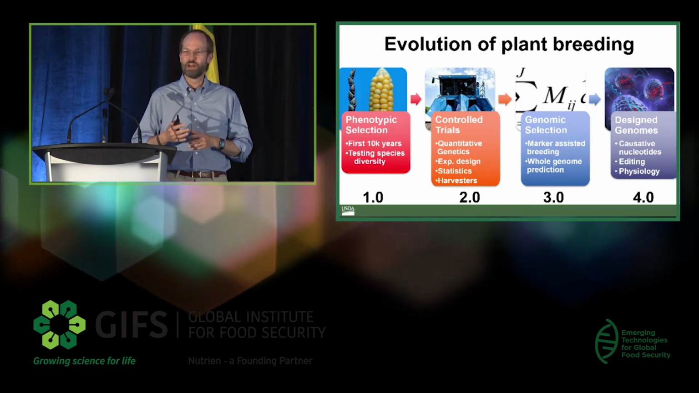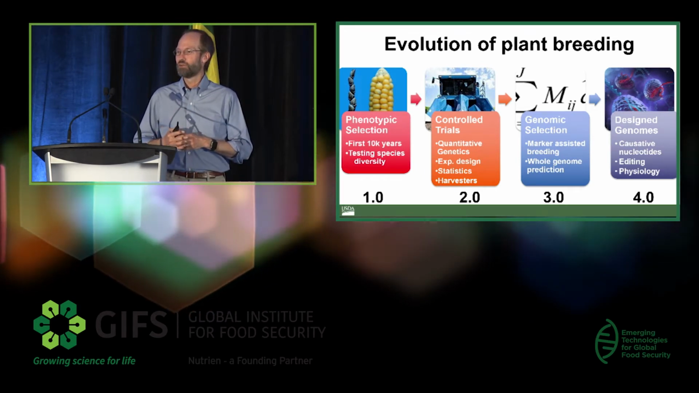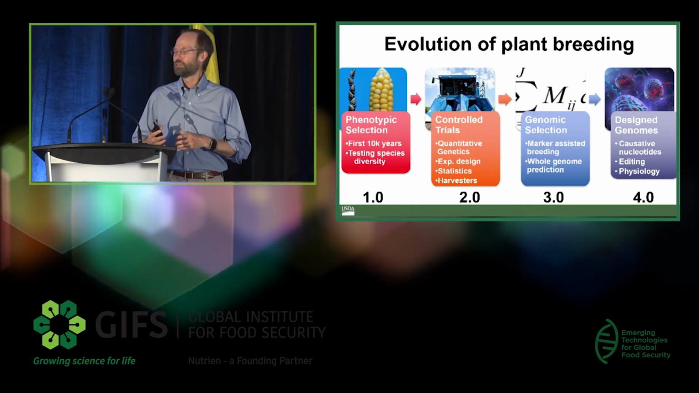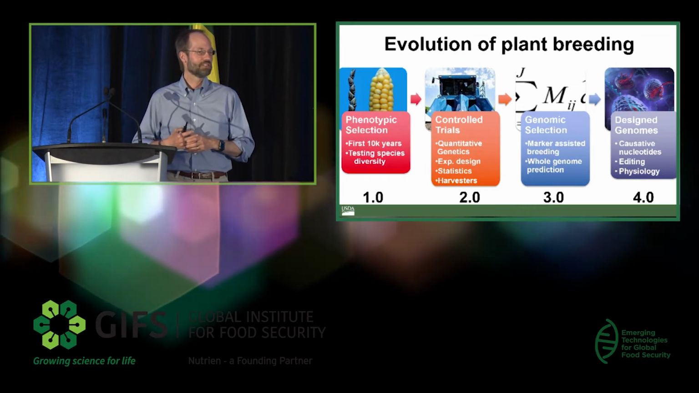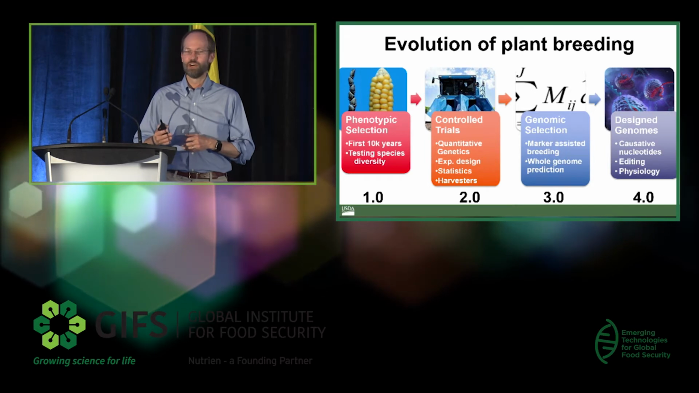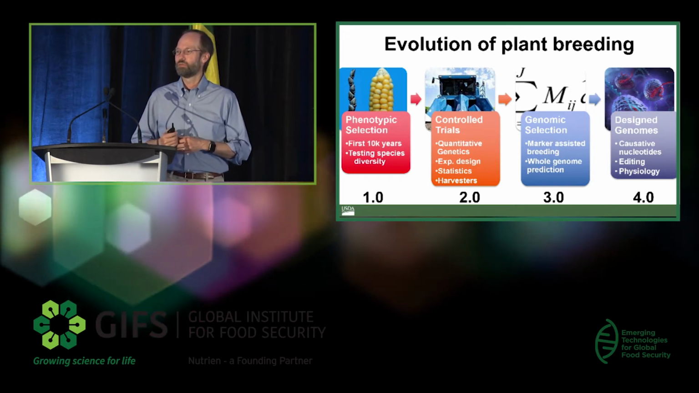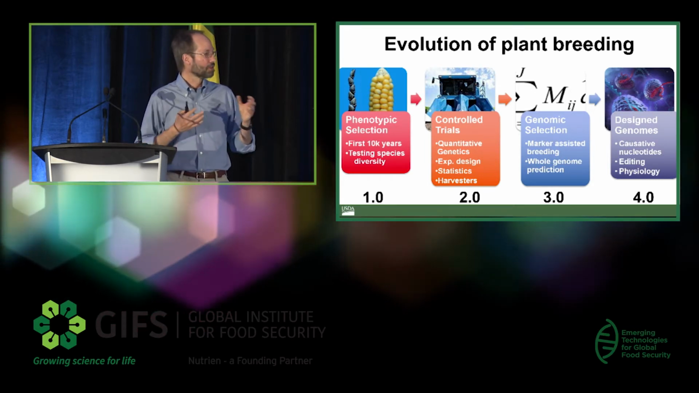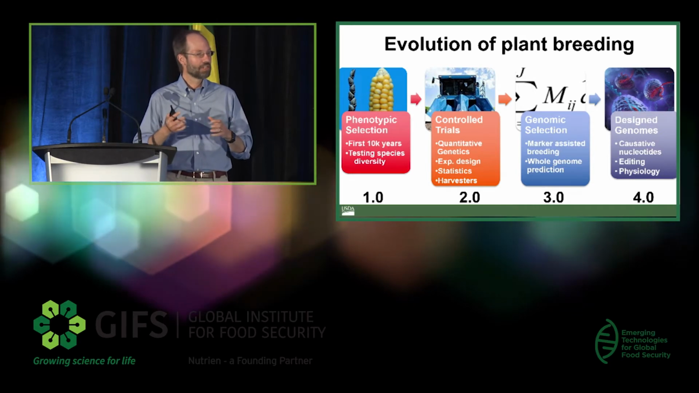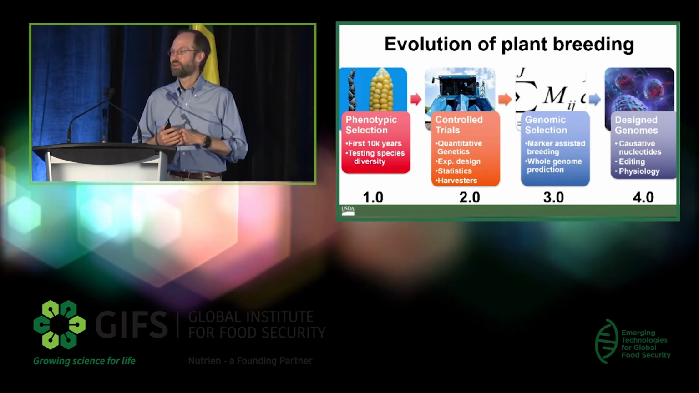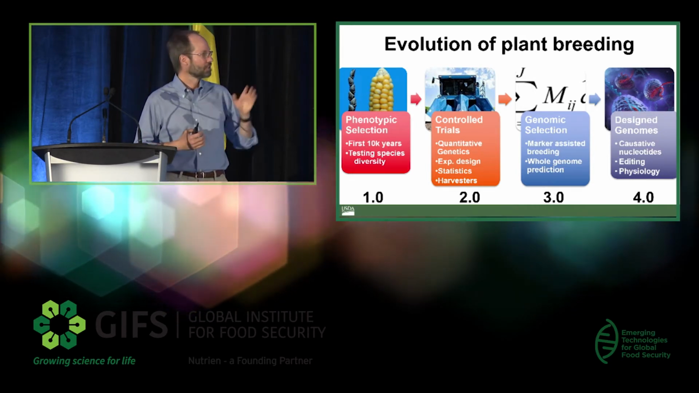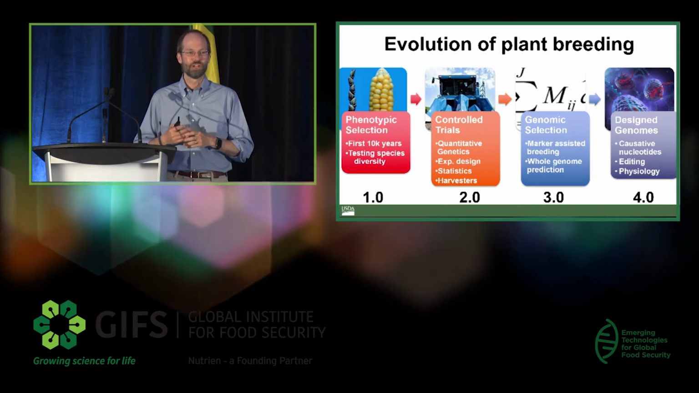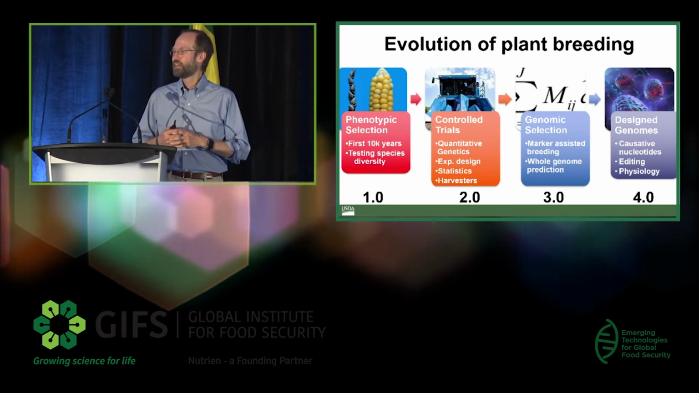And breeding 3.0 started about 15 years ago with genomic selection and really effective marker-assisted breeding, where we're using genomic information to accelerate our rate of breeding. And that's still only really been applied very vigorously to only a very small handful of crops. And so we still have a lot of work to get breeding 3.0 out in the field and applied around the world.